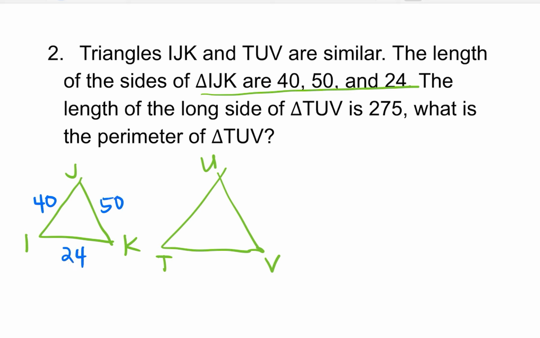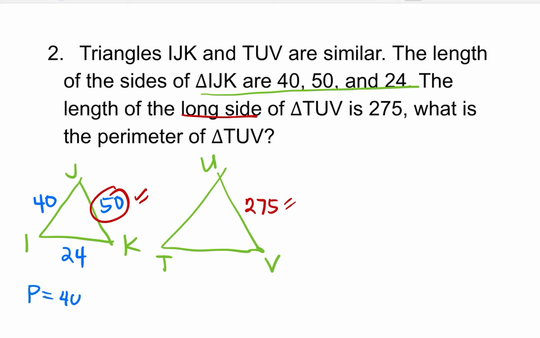The length of the longest side of TUV, so that means I have to find the longest side of the other triangle, and that is 50. So for TUV, the longest side is 275. So I have to write 275 on this side, because these two sides of the triangles correspond to each other. They're similar. They're proportional. So what is the perimeter? We have to find the perimeter of this triangle.